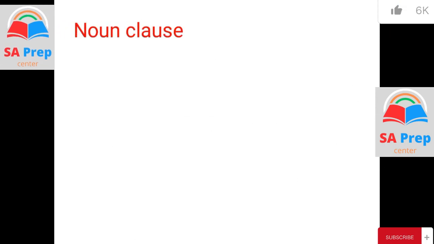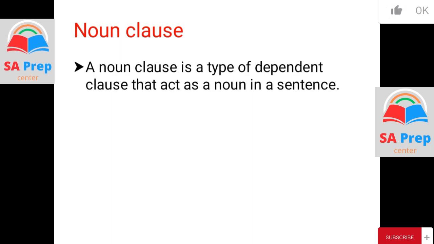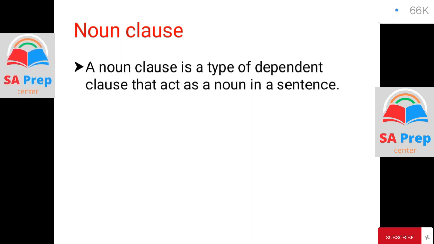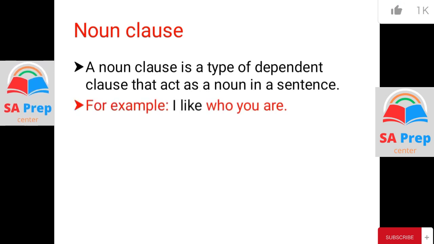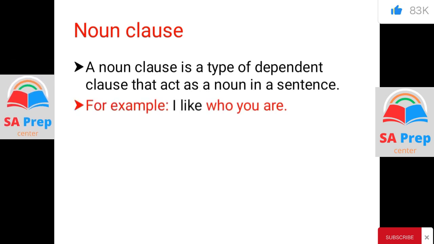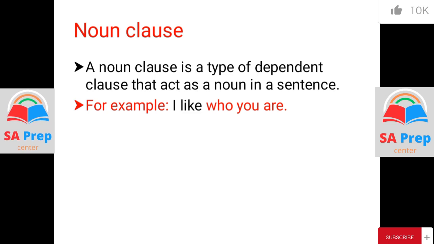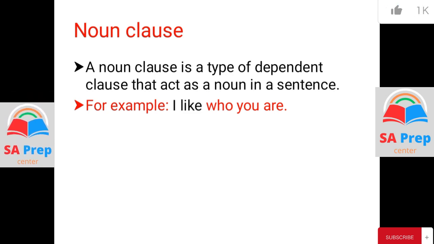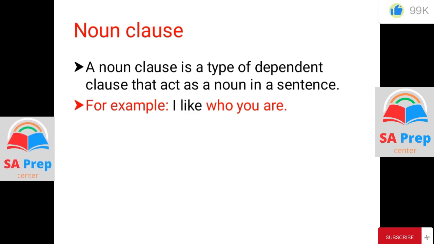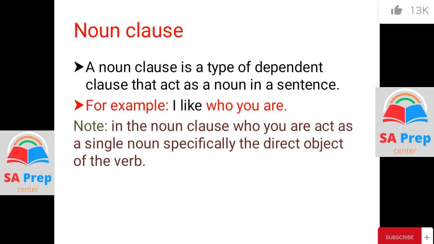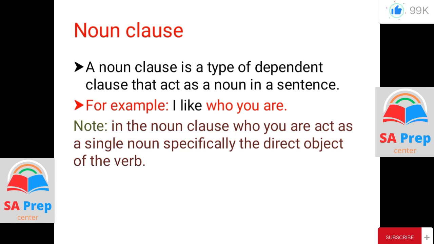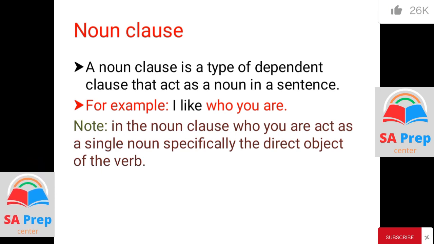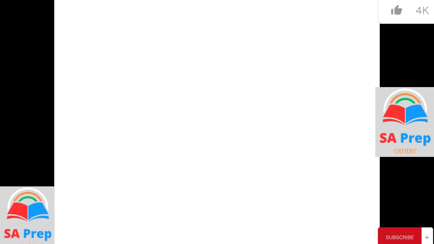Third is the noun clause. A noun clause is a type of dependent clause that acts as a noun in a sentence. For example, I like who you are. In this sentence, who you are makes a noun clause. Note, in the noun clause, who you are acts as a single noun, specifically the direct object of the verb.